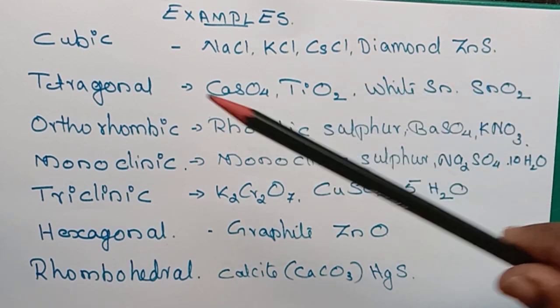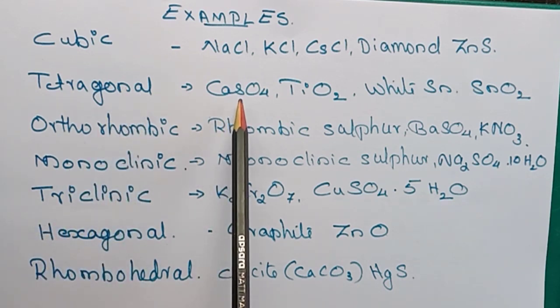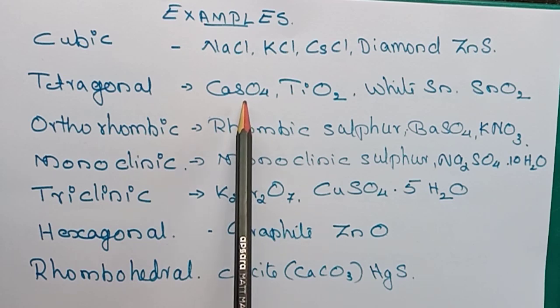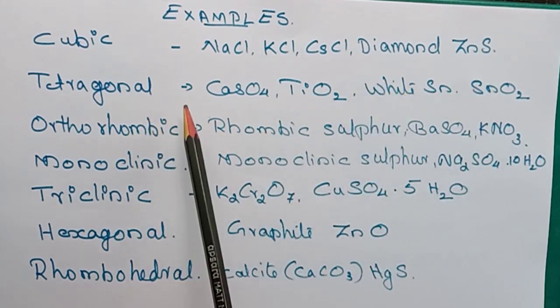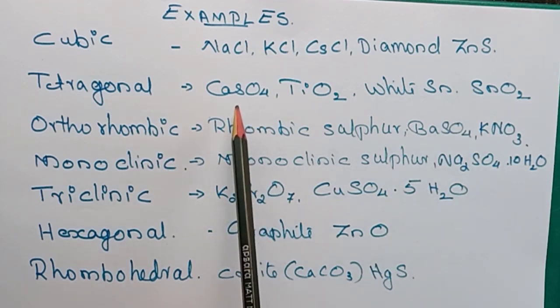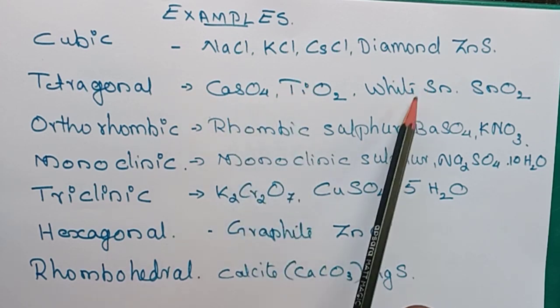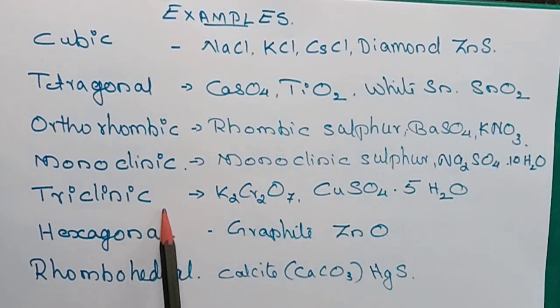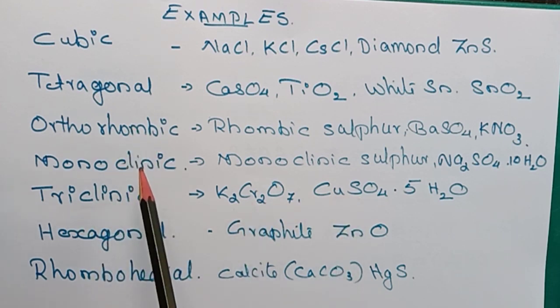Now we are going to remember the examples of two T's, tetragonal and triclinic. Tetragonal, white; triclinic, colored. See, calcium sulfate, plaster of Paris and gypsum, they are white in color. Titanium dioxide is the white pigment, white tin dioxide. So tetragonal examples are all white in color. I am not saying that every tetragonal compound is white, but these are the examples that we can learn. But triclinic, it is colored. Potassium dichromate is colored. Copper sulfate is blue in color. Dichromate ions are orange red in color.